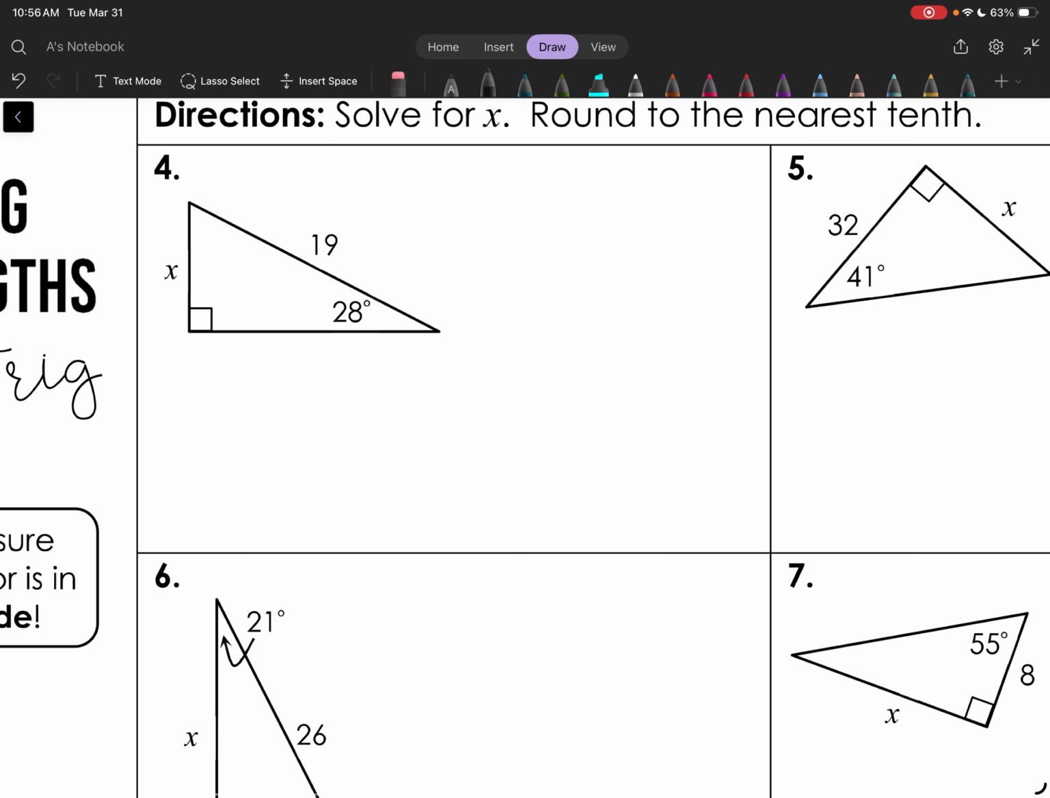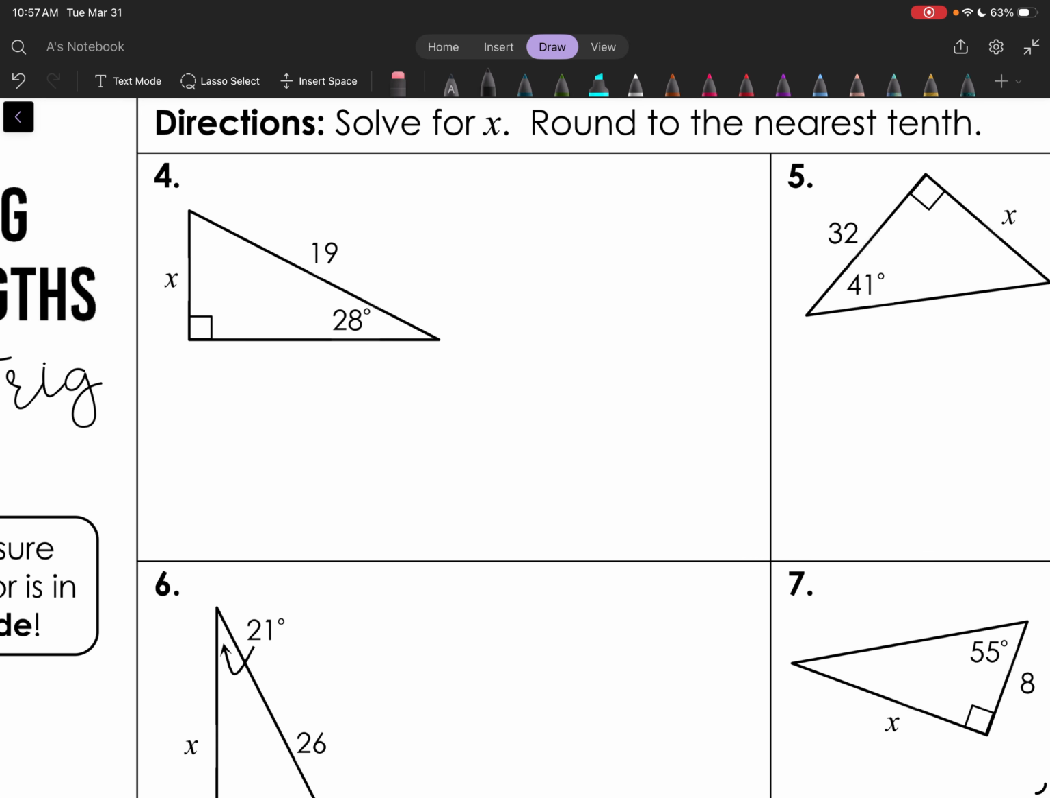Number 4. For number 4, I'm given an angle of 28 degrees. I'm given x, I'm given 19. I cannot use the Pythagorean theorem, even though that would be easy. I don't have this side though. Since I don't know this side either, I cannot use Pythagorean theorem. There is no possible way. What I can do, though, is use a trig ratio.